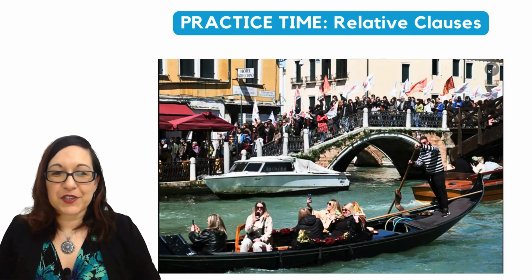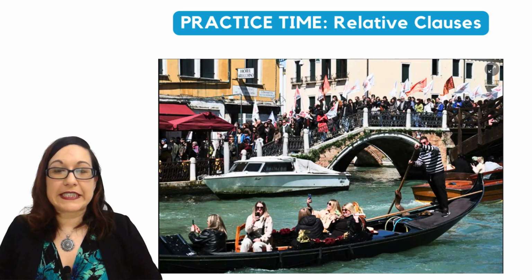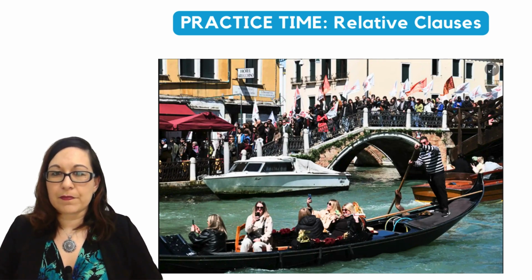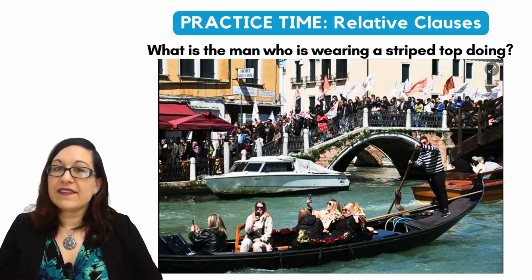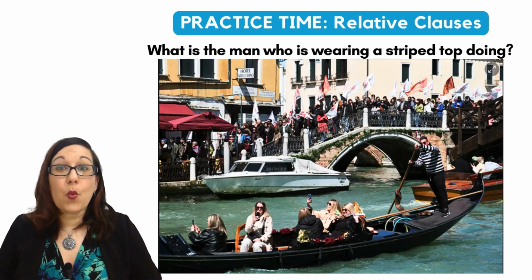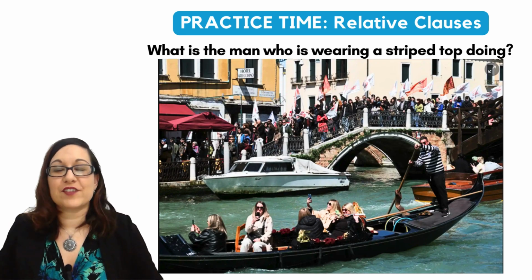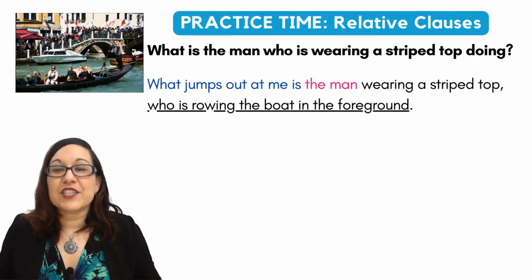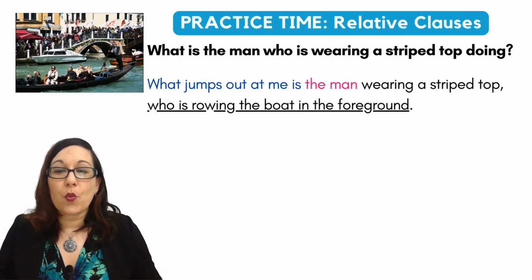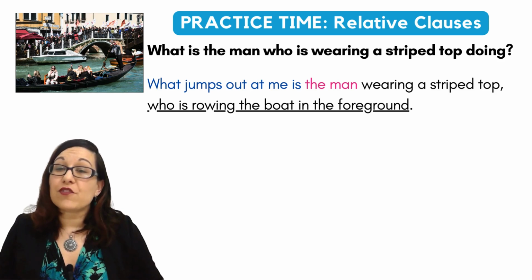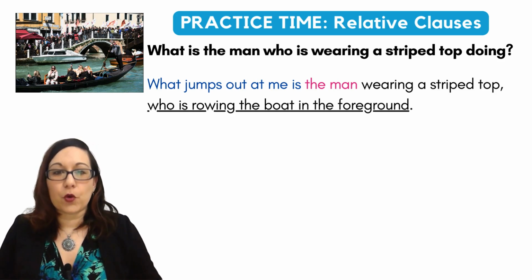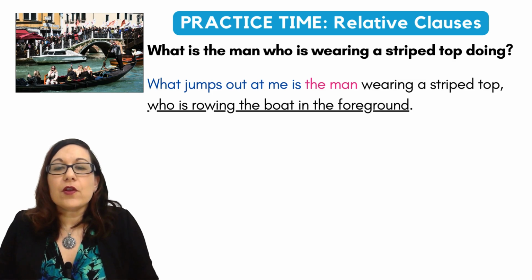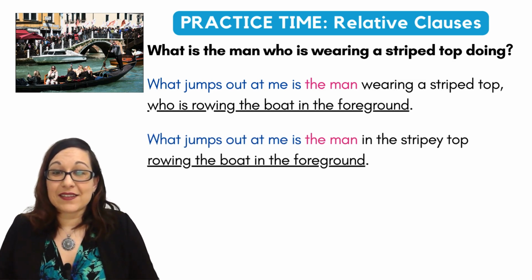Okay, so now it's your turn, and I'd like you to give me a little bit more detail with another relative clause. Can you tell me what he's doing and where in the photo he's doing it? Take a minute and think about that. Now, I said what jumps out at me is the man wearing a striped top who is rowing the boat in the foreground. Of course, there are lots of other ways that we can add detail to this.